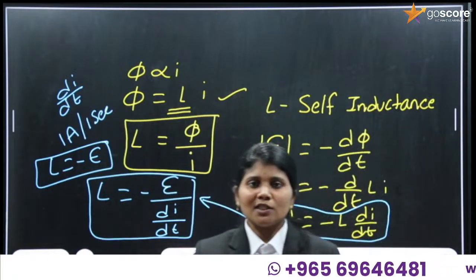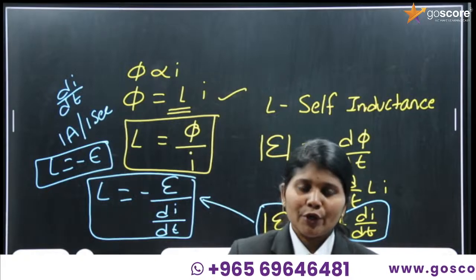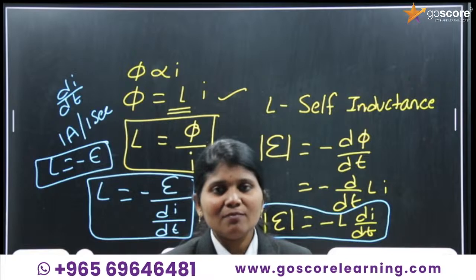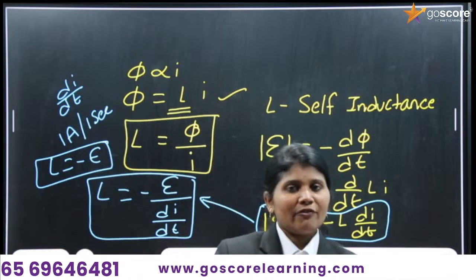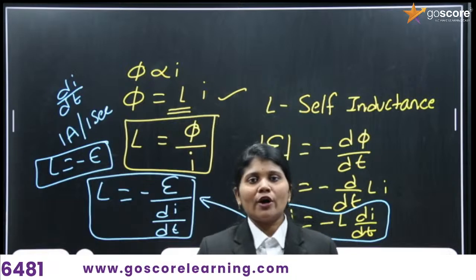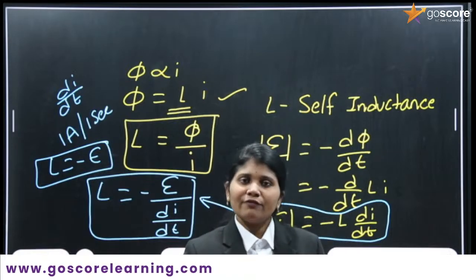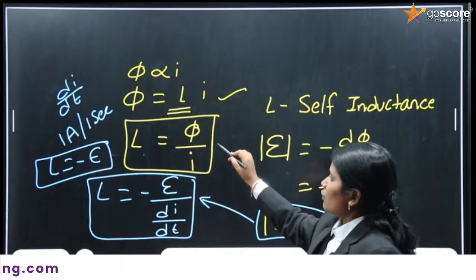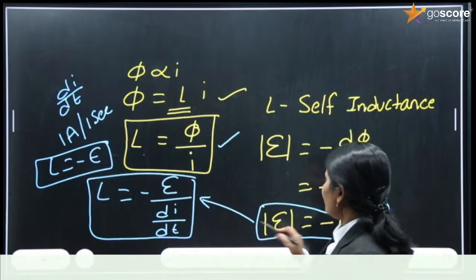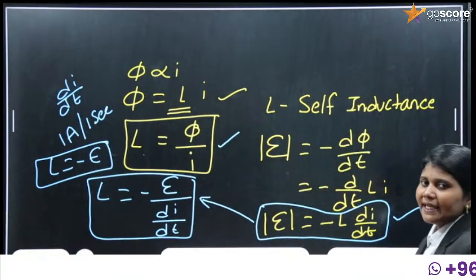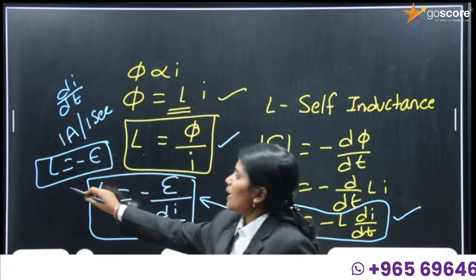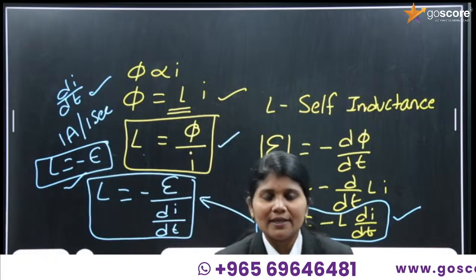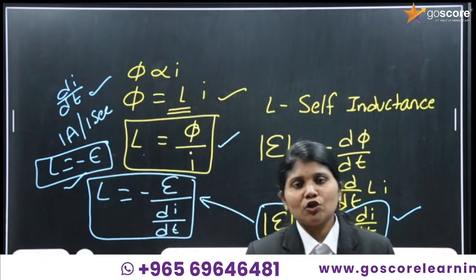The current is passing through the coil. The coil is producing magnetic flux. That magnetic flux is changing. When the change in magnetic flux occurs, EMF will be induced in the same coil. That's why it is called self-inductance. We indicate self-inductance as L. L is equal to phi by I. EMF is equal to minus L di by dt. L is equal to minus E when di by dt is 1 ampere per 1 second.